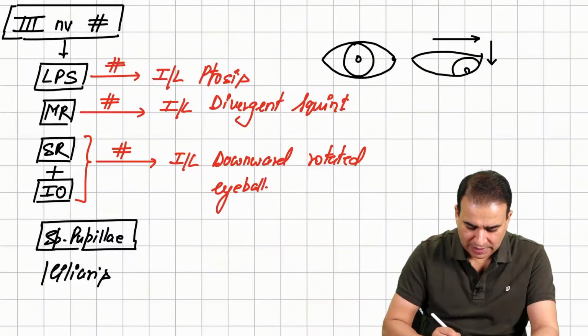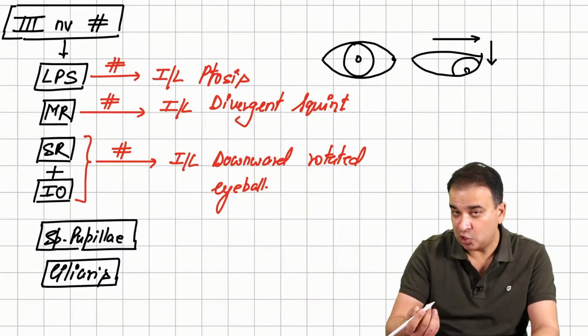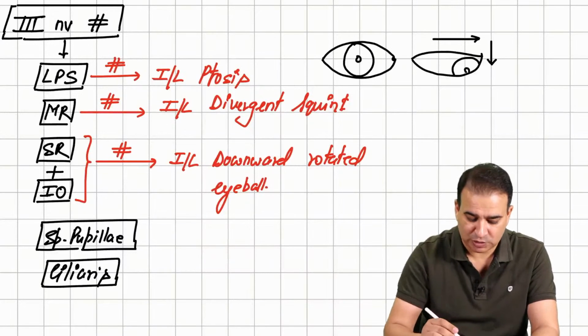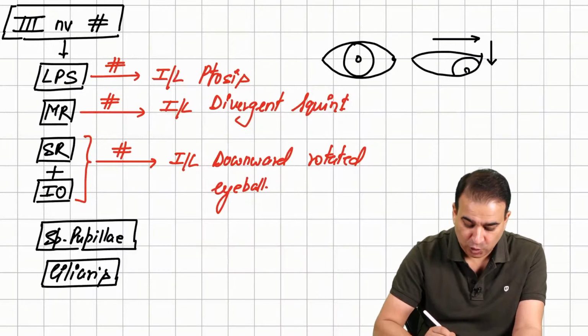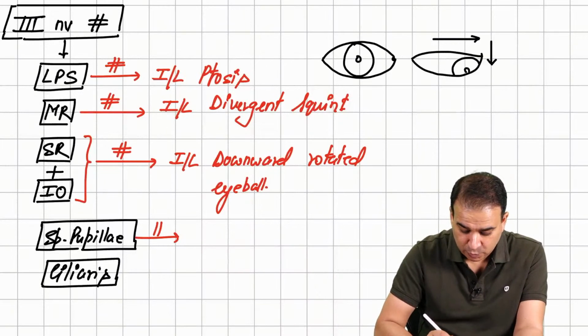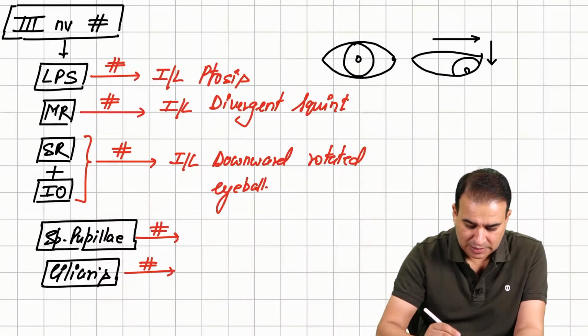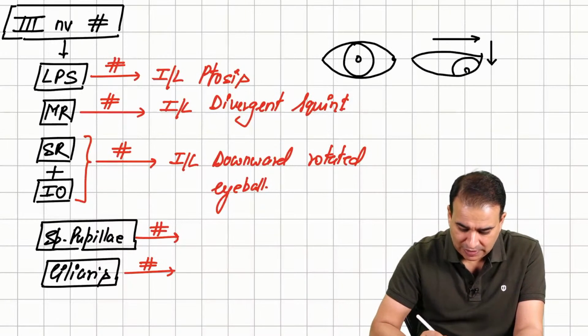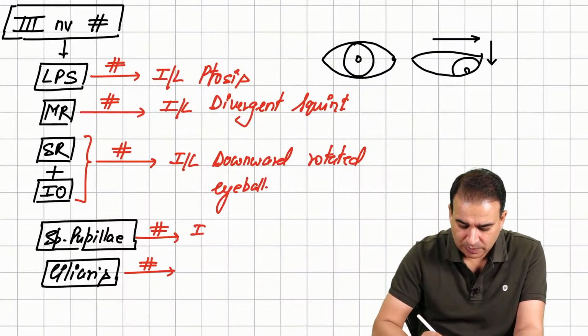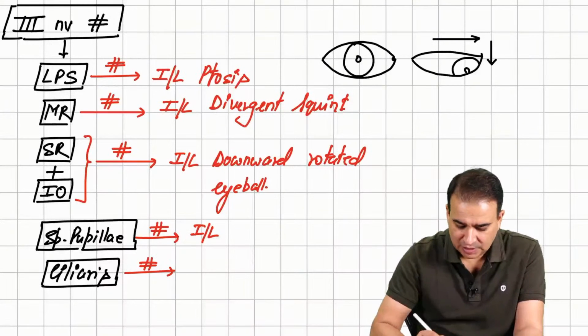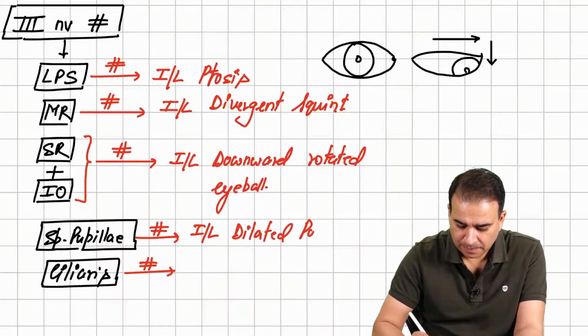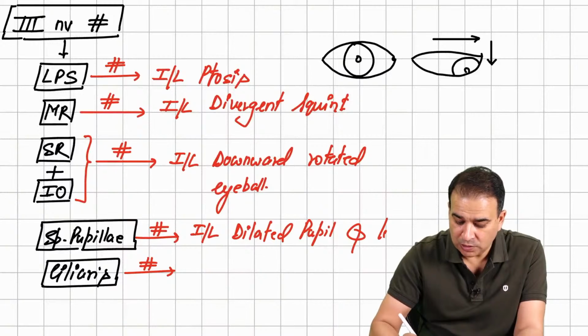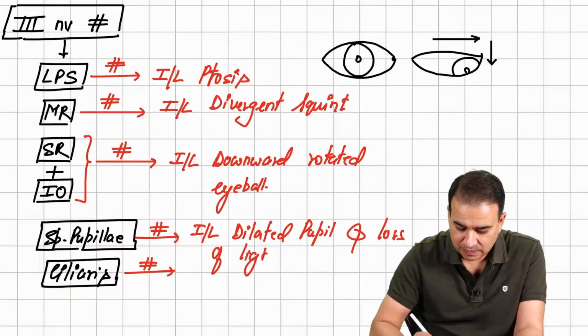Sphincter pupillae and ciliaris muscles are also affected in third nerve palsy because Edinger-Westphal is using the third nerve to supply them. Now guys, if sphincter pupillae is not working, and ciliaris is not working, what will be the outcome? Sphincter pupillae not working will lead to the ipsilateral dilated pupil, the mydriasis, and also there is a loss of pupillary light reflex.